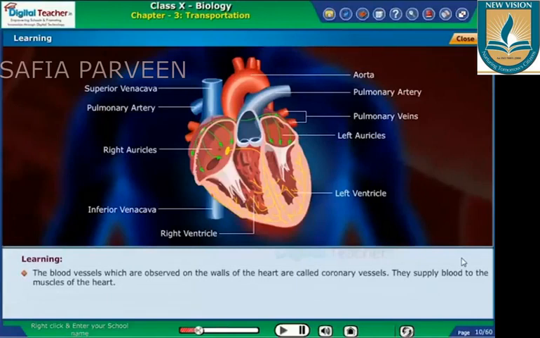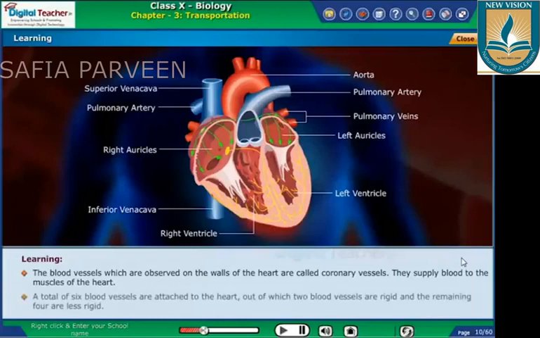We also observed that the walls of the heart have a distribution of blood vessels. These blood vessels are called coronary blood vessels. They supply blood to the muscles of the heart. Muscles of the heart also require energy for various activities. So to carry that energy, blood vessels need to be distributed to these heart muscles also. Those blood vessels are called coronary blood vessels.